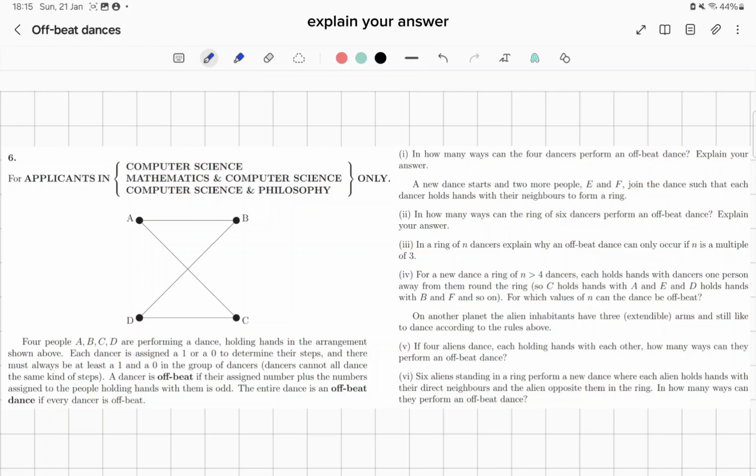Explain your answer. A new dance starts and 2 more people, E and F, join the dance such that each dancer holds hands with their neighbours to form a ring. Part 2. In how many ways can the ring of 6 dancers perform an offbeat dance? Explain your answer. Part 3. In a ring of n dancers, explain why an offbeat dance can only occur if n is a multiple of 3.